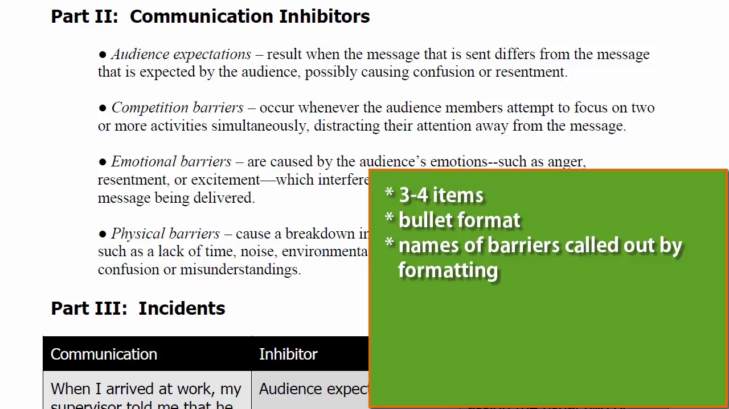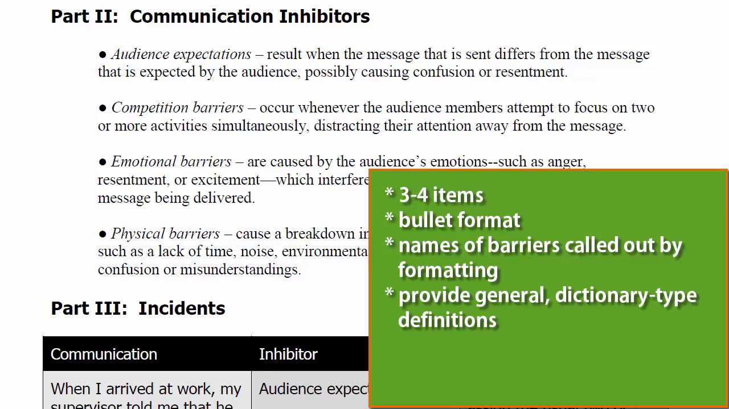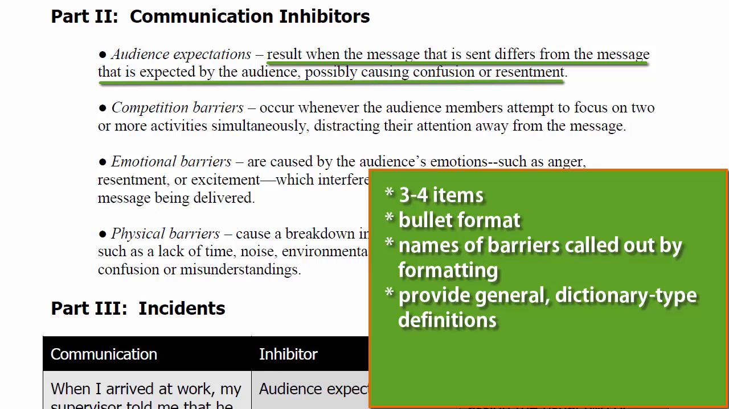Third, notice that each of the communication inhibitors or barriers has a name, and that name is somehow formatted to stand out. Audience expectations is italicized. Next, let's notice the definitions. Remember, we're supposed to be giving generalized dictionary-type definitions. So, Barry's definition of audience expectations is, they result when the message that is sent differs from the message that is expected by the audience, possibly causing confusion or resentment. Notice here that in this definition, it could be any message and any audience. Therefore, it is considered a general or dictionary-type definition.